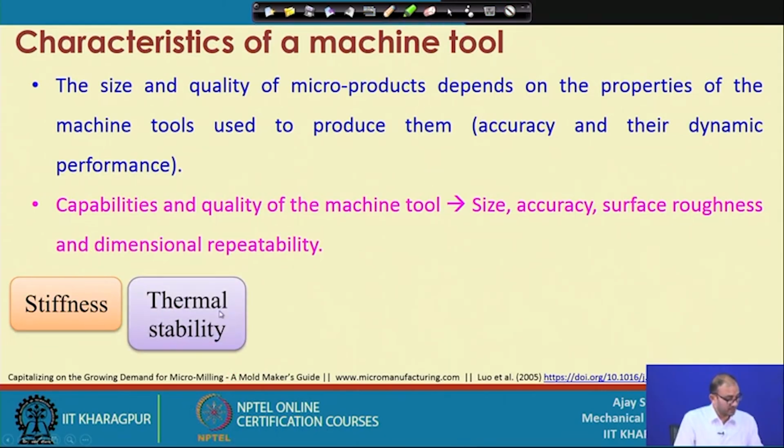Another thing is the thermal stability, because temperature has a very important role in micro machining especially. Even a small degree change here and there will create a problem, because we know one parameter, that is called coefficient of thermal expansion.